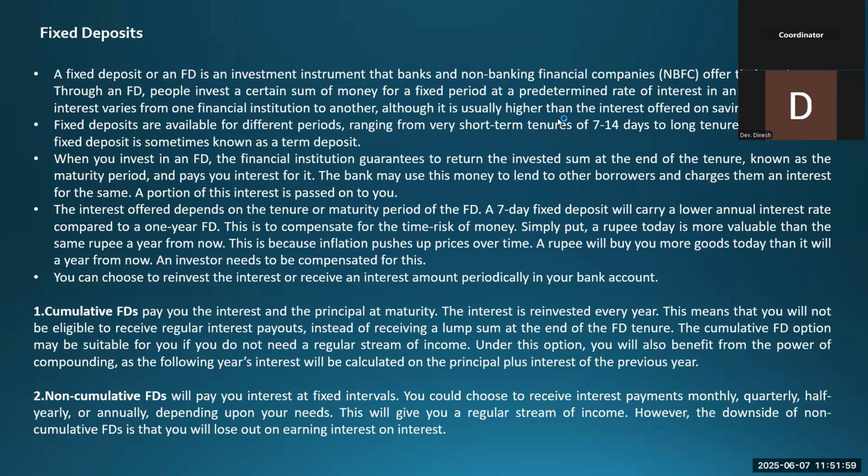Moving on to fixed deposits. Fixed deposits we have seen have a fixed tenure and a fixed interest rate. It's available for different periods ranging from 7 days up to 10 years also. When you invest in an FD, the financial institution guarantees to return the invested sum at the end of the tenure, known as the maturity period, and pays you interest for it. So in a fixed deposit, the big advantage is there is no fluctuation. The interest rate is fixed and the tenure is also fixed. So at the end of the tenure, you will get the maturity amount.